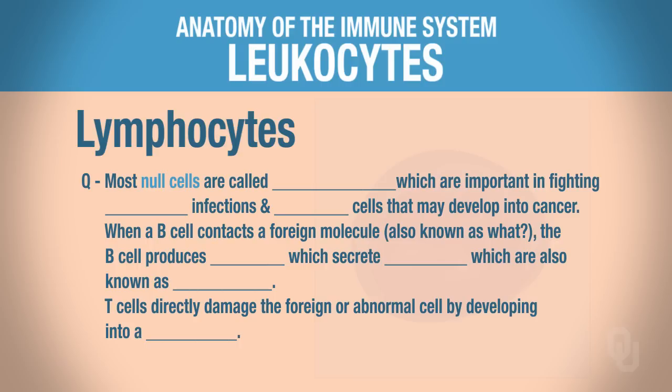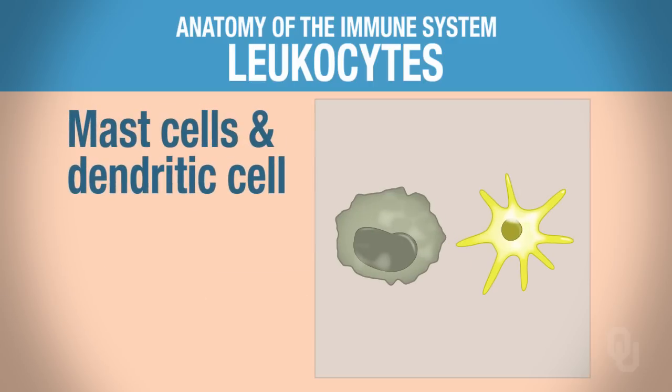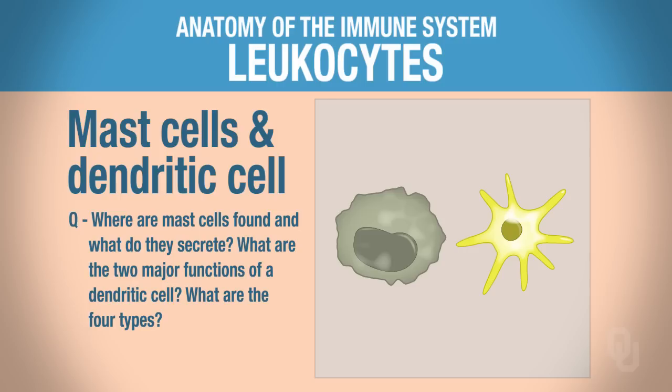These are considered natural killer cells. So we abbreviate natural killer cells NK cells. Those are very important in fighting certain kinds of infections. Are they bacterial or are they viral? So I'll let you finish filling out that fill in the blank there. Now the mast cells and the dendritic cells are also self-directed learning. So the question there for you to answer is, where are the mast cells found? What do they secrete? What's the function of the dendritic cell and what are the 4 types?